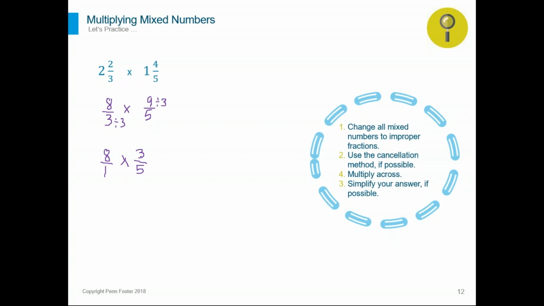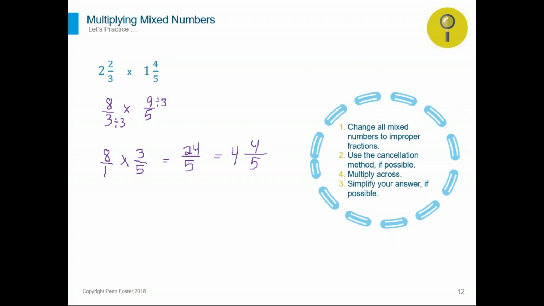Now my problem became simpler. Anything else in common? And the answer is no. At this point, then, we are able to multiply across. 8 times 3 is 24 over 5. This is your answer. Or if you want to change it to a mixed number, then you can have 4 and 4 over 5. How did I do that?